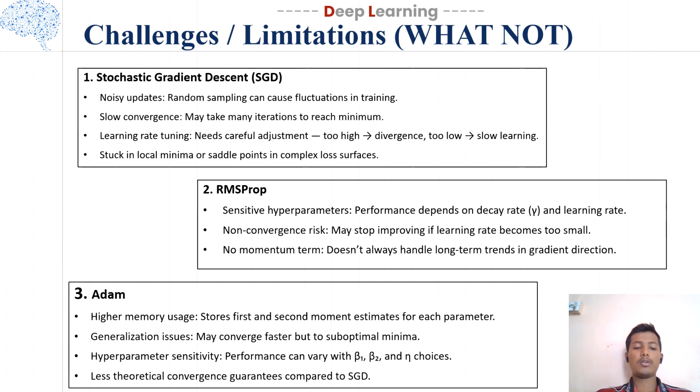So let's talk about the limitations of ADAM. First, it stores first and second moment estimates for each parameter. It may converge faster but to a suboptimal minimum. Performance can vary with beta 1, beta 2 and epsilon choices. It has less theoretical convergence guarantee compared to SGD.